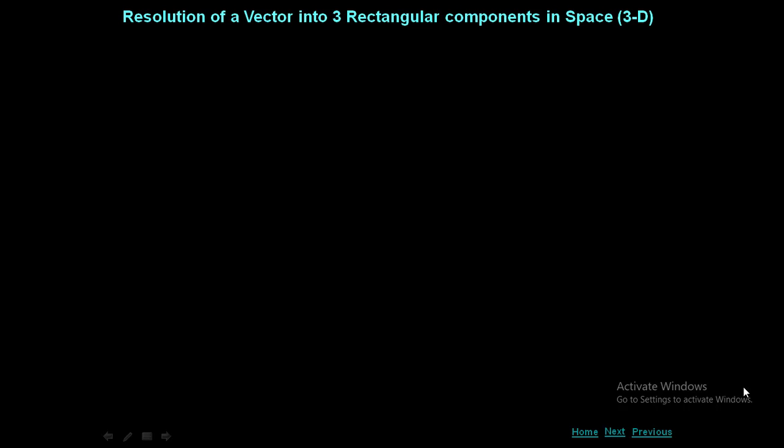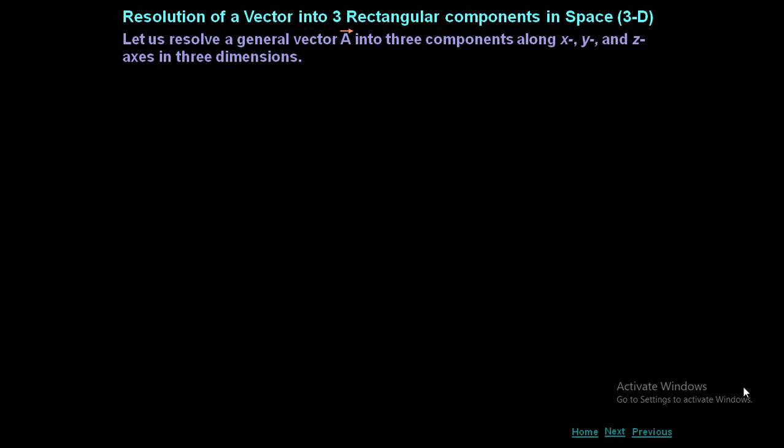Resolution of a vector into three rectangular components in space, that is nothing but 3 dimension. Let us resolve a general vector A bar into three components along x, y and z axis in 3 dimension. Now it is a 3-dimensional coordinate axis. You can see this is x axis, this is y and this is z, and the origin is represented by O. Let A be the vector which is present in space, that is in 3 dimension. My aim is to resolve this vector into 3 components along x, along y as well as along z.